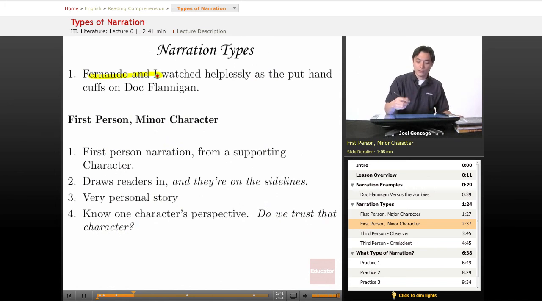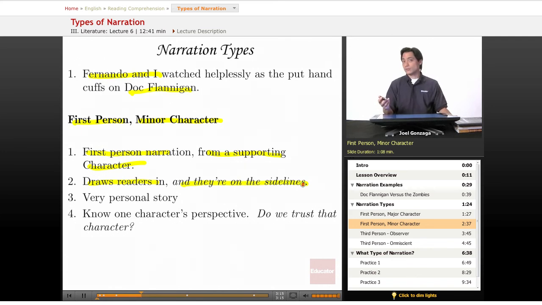Fernando and I watched helplessly as they put handcuffs on Doc Flanagan. Well, this is called first-person minor character. And so we have this first-person narration, but it's from a supporting character. It's almost like we're not watching a movie, but we're listening to somebody tell us what's going on in the movie. And it really does draw the readers in. It's very personal and very subjective and intimate. And there's somebody that's on the sidelines.